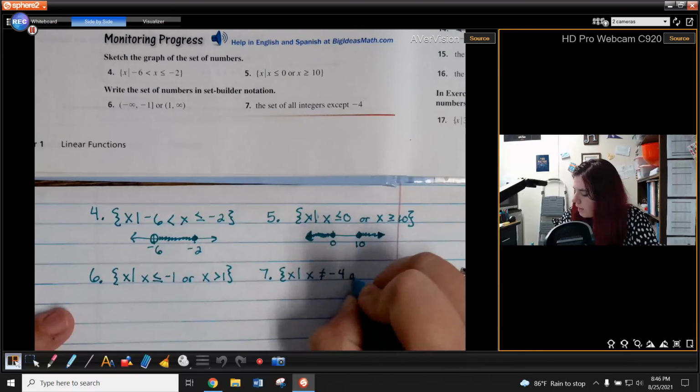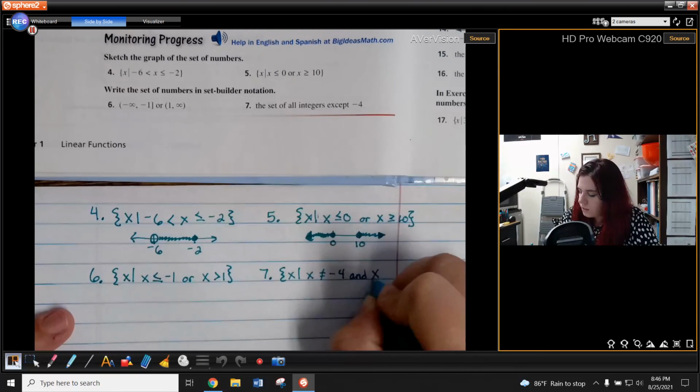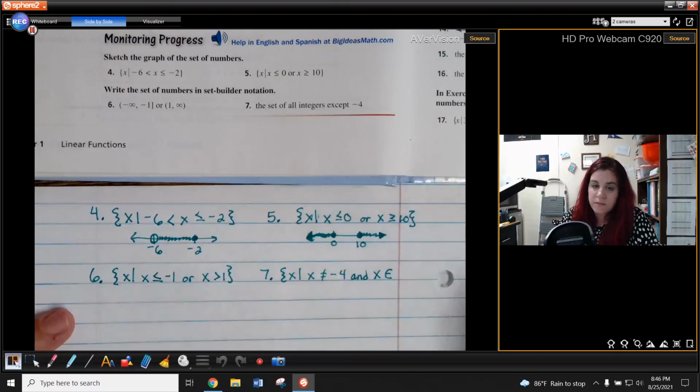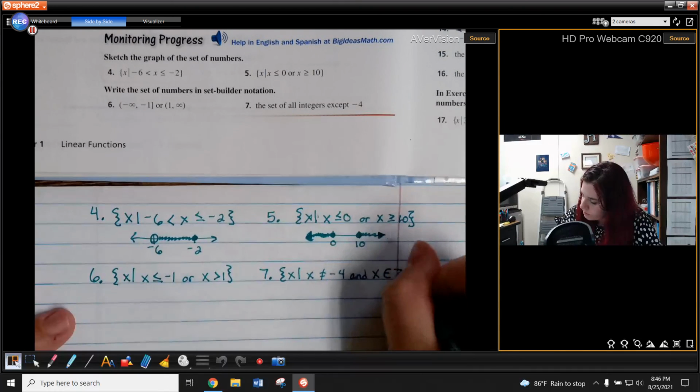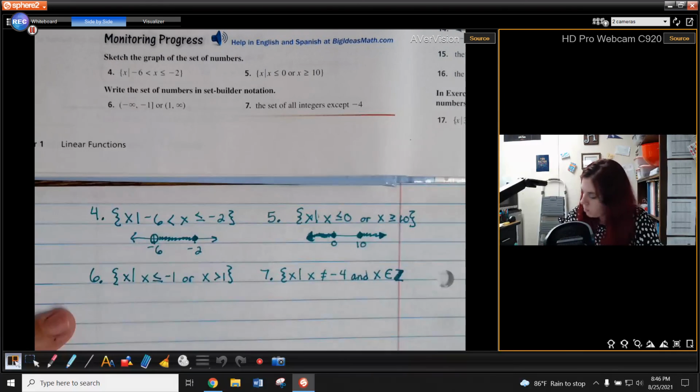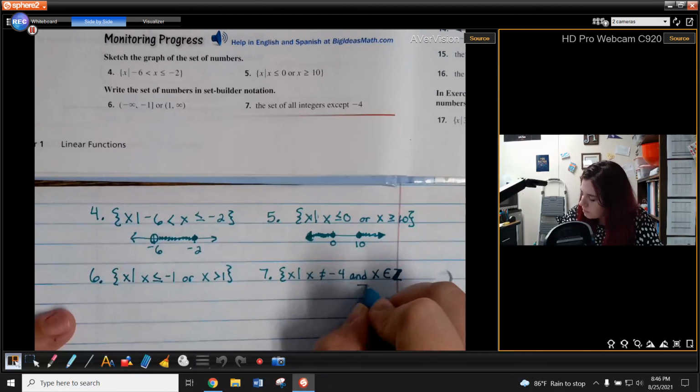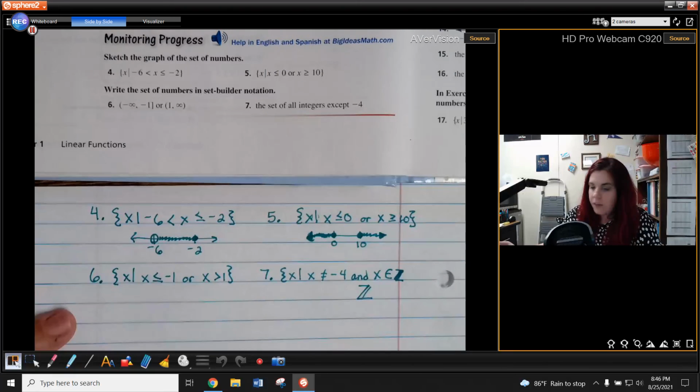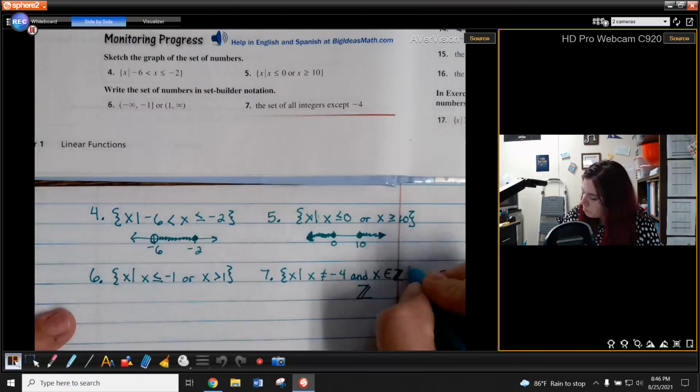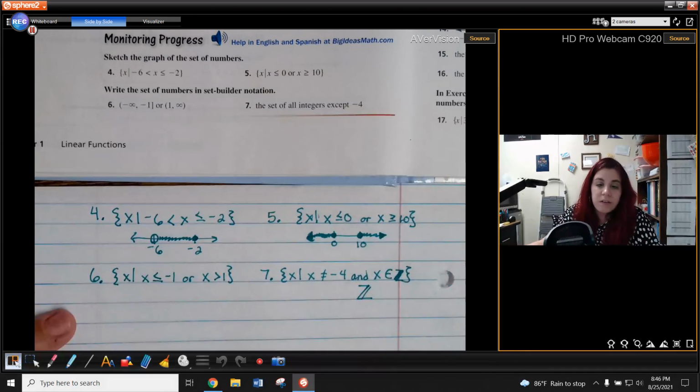I'm going to say, and x is an element of Z. And the way I write this Z is, well, that was a poor example. Usually I make my Z's where I just kind of double bar it like that. I did a very poor job right here. But I do just kind of double bar that Z usually. And you close that set and you're all set.